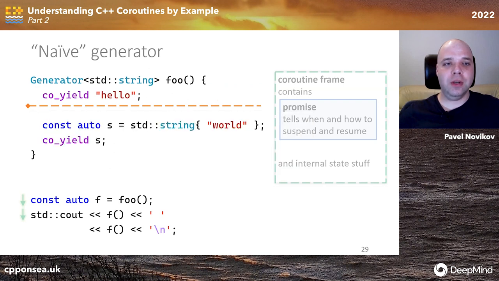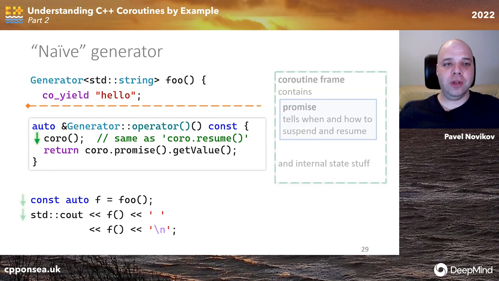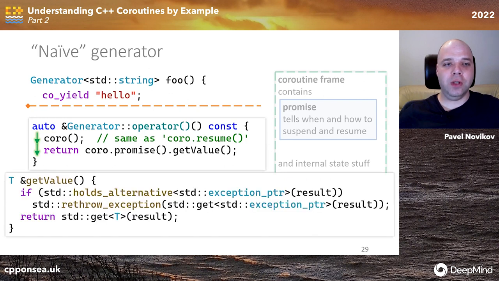At this point, the control returns outside to the point where we resumed our coroutine. Now we can execute the next statement. Here we return the freshly yielded value with our convenience getValue function, which again checks if we have an exception. In our case, we don't have an exception, and we just return a reference to the stored yielded value.